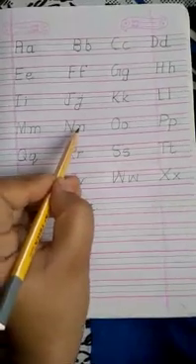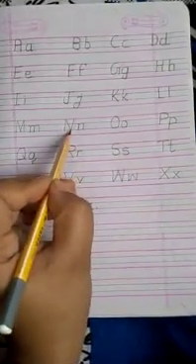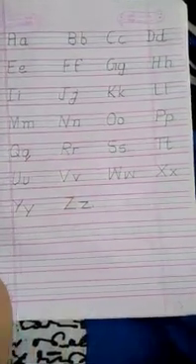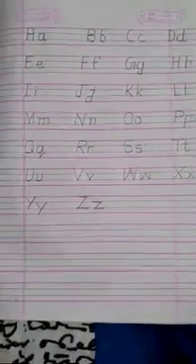Capital N and a small n. And the sound of N is N. And N for nest. N for nest.